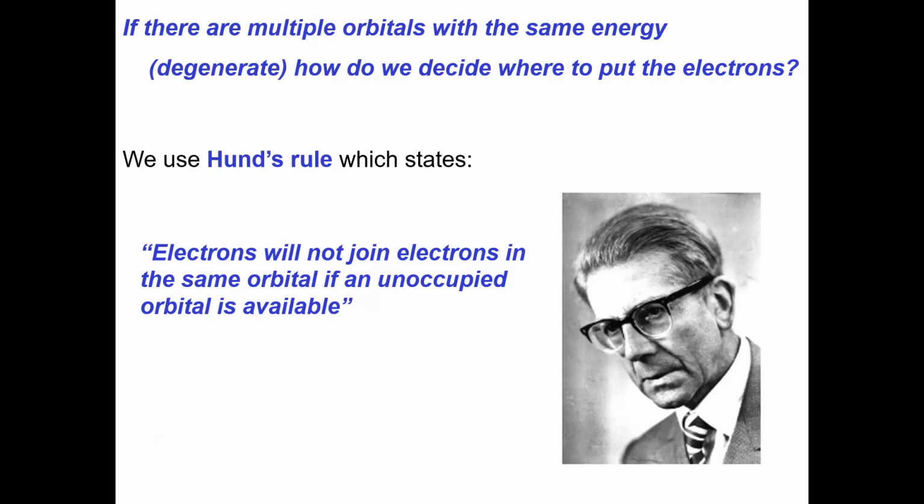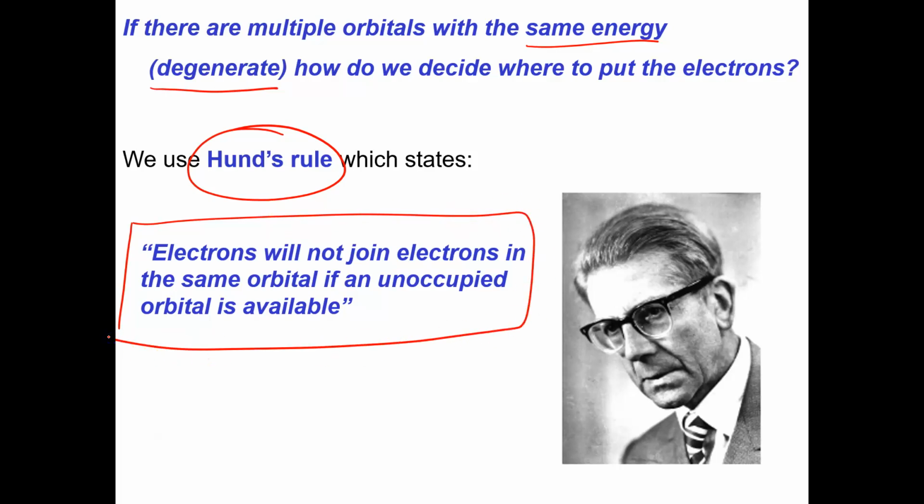So, when we have multiple orbitals making up a subshell, then they will have the same energy. We say that those orbitals are degenerate. If this is the case, how do we decide where to put the electrons? Well, this was figured out by a guy called Hund, and he came up with what is now known as Hund's rule. And that says this. It says electrons will not join electrons in the same orbital if an unoccupied orbital is available.